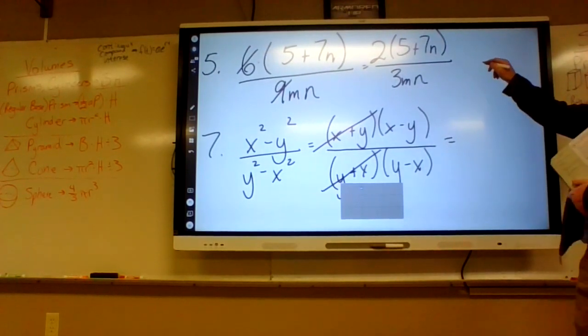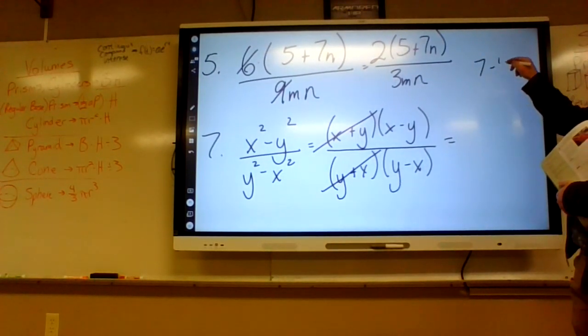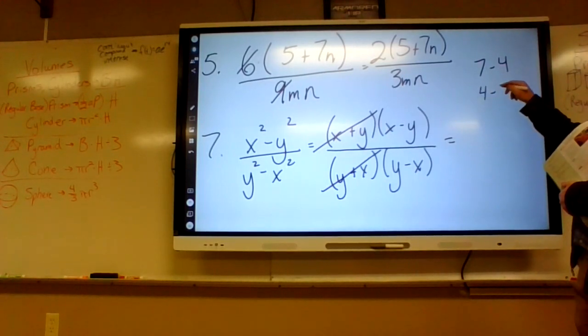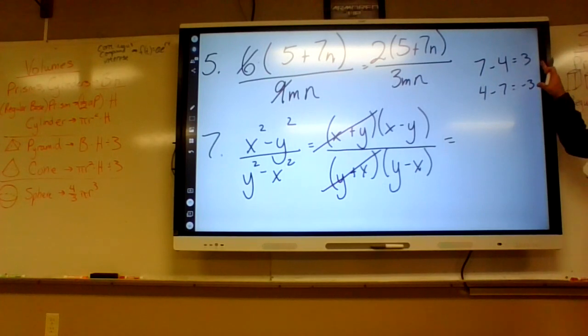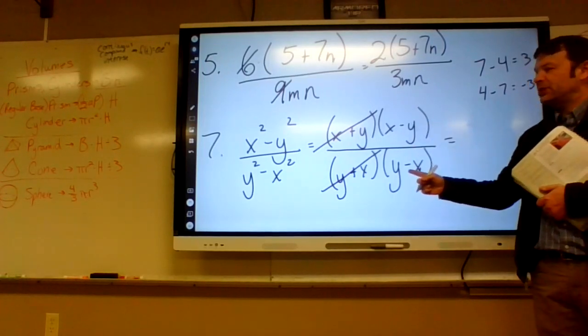Okay, let's do a little experiment up here. What if I did like 7 minus 4 and 4 minus 7? What's 7 minus 4? 3. What's 4 minus 7? -3. Does that always happen? Yes. When you subtract numbers in opposite order, you get opposite values. So these are not the same value, but they are opposites.